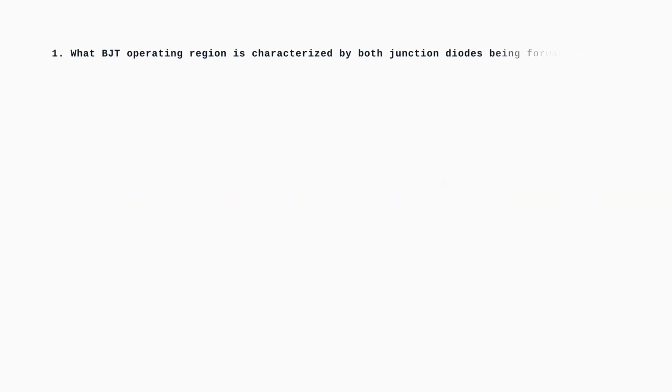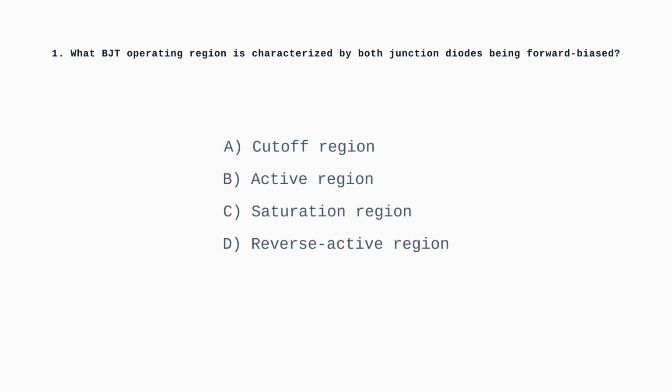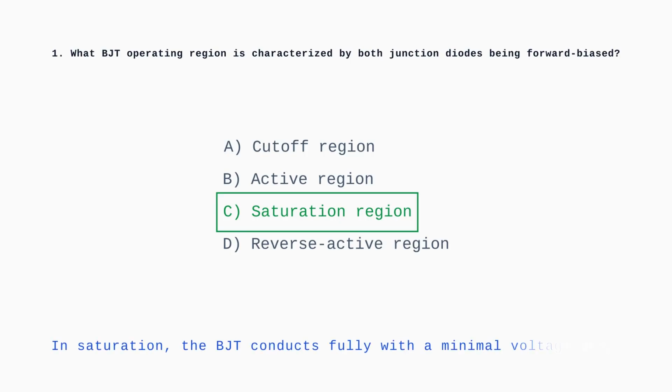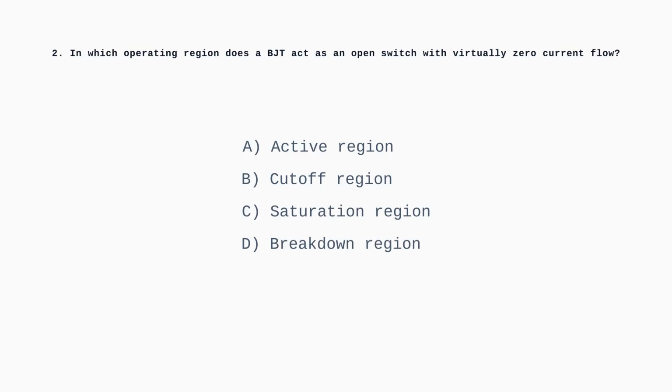Question 1. What BJT operating region is characterized by both junction diodes being forward biased? When both the base-emitter and base-collector junctions are forward biased, the transistor enters saturation, conducting fully with minimal resistance. Question 2. In which operating region does a BJT act as an open switch with virtually zero current flow?